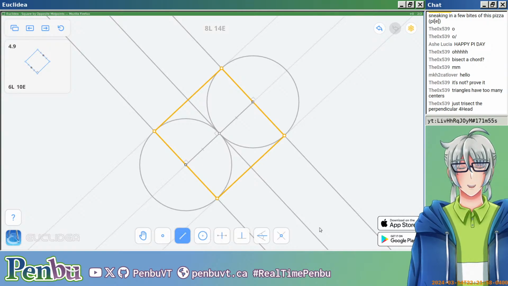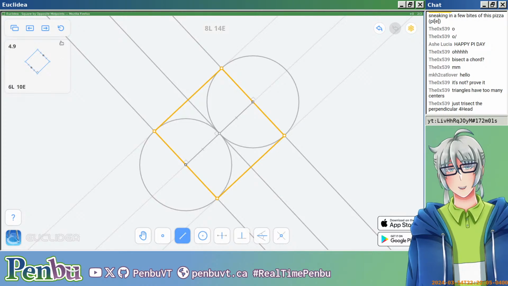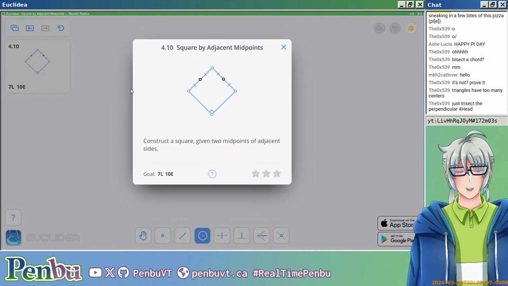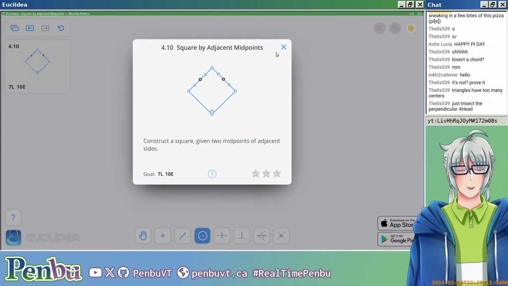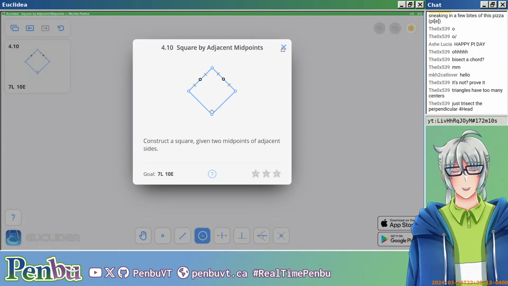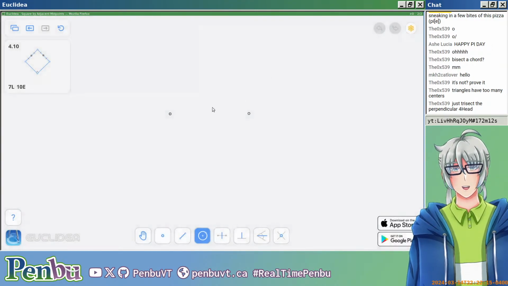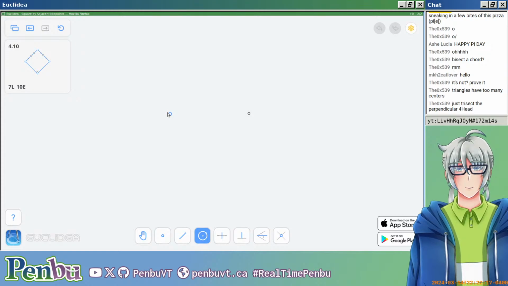I feel like I'm really close at this, but I'm not quite sure what we're looking at. We're gonna move on. I think this is the last one in the set. Square by adjacent midpoints. Construct a square given 2 midpoints of adjacent sides. This, I think, is going to be a little bit harder. Where do we begin with this?